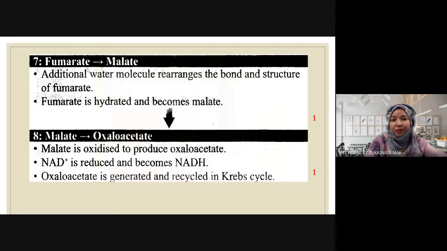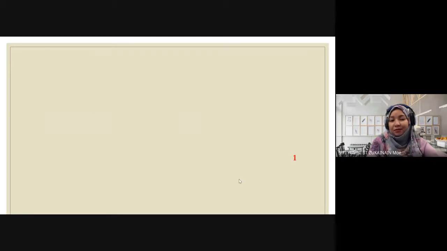In your mind, you know fumarate becomes malate. But in your explanation, fumarate is hydrated and becomes malate, because an additional water molecule rearranges the bond and structure of fumarate. That's why it becomes malate. And the last stage in the Krebs cycle, malate becomes oxaloacetate again. So malate is oxidized to produce oxaloacetate. NAD plus is reduced and becomes NADH. Oxaloacetate is generated and recycled in the Krebs cycle. So here, your 7 marks and 8 marks.